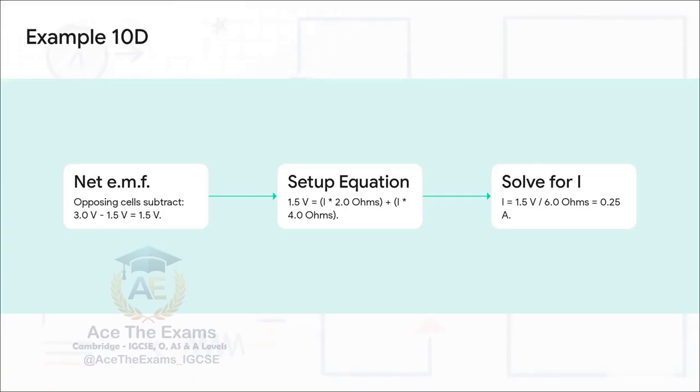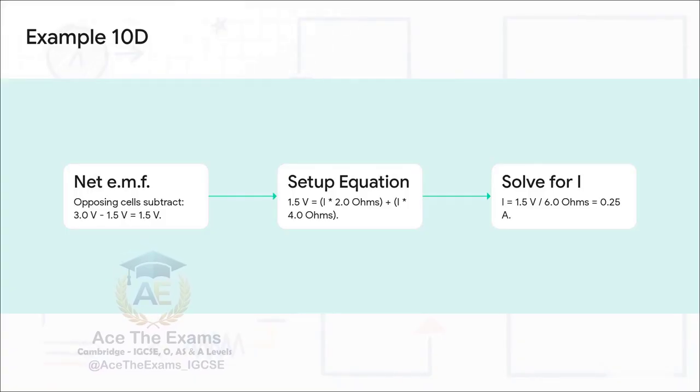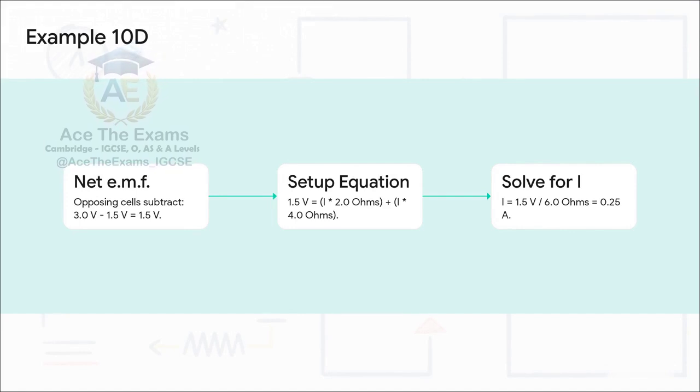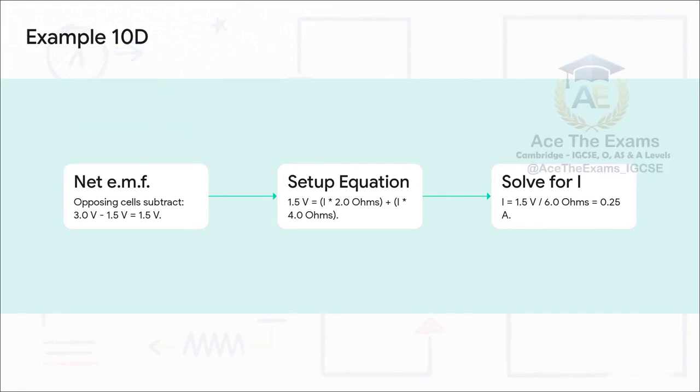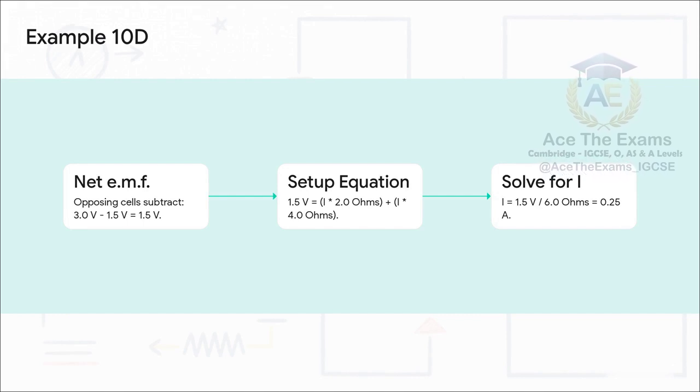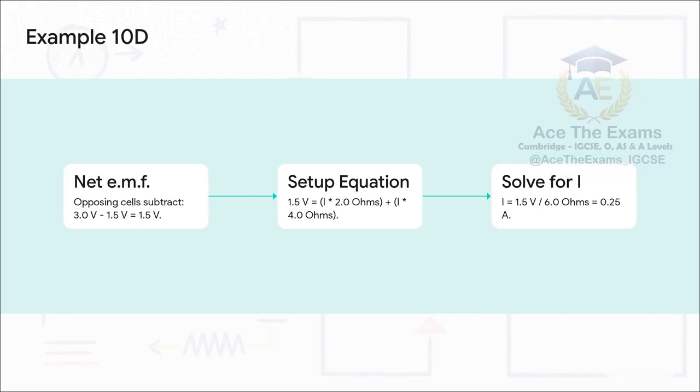But what if you have two batteries in the loop and they're fighting each other? Well, direction matters. You just subtract their opposing EMF values to find the real driving force. So a 3.0 volt cell minus a 1.5 volt cell gives us a net push of 1.5 volts. We set that 1.5 equal to our energy losses, which is our current I times the total resistance of 6.0 ohms. 1.5 divided by 6.0 gives us a current of 0.25 amps.